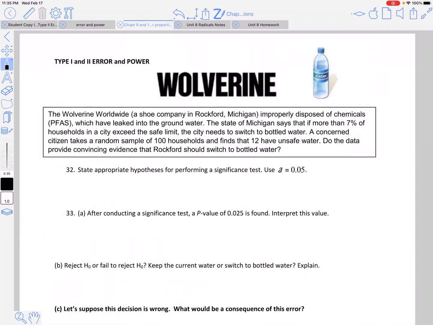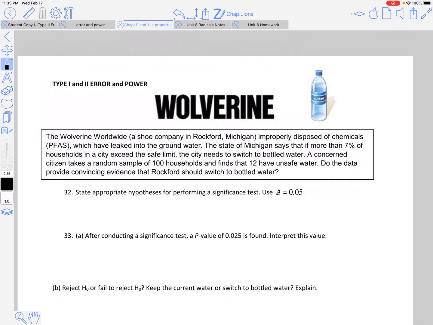All right, so hopefully you did well on that practice and you saw the key there. So at the top of this paper, we're going to write, so that we can find it again, type 1 error.